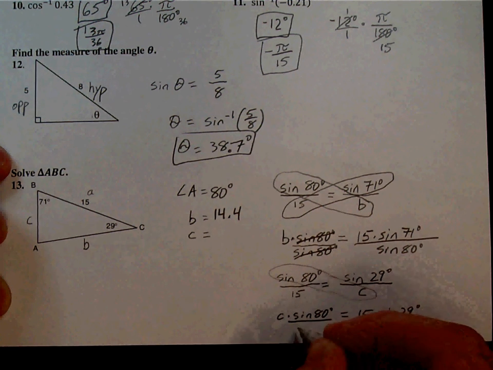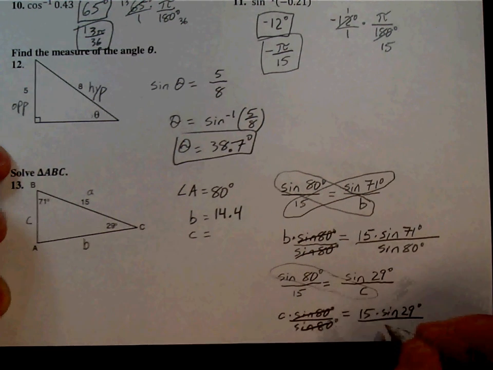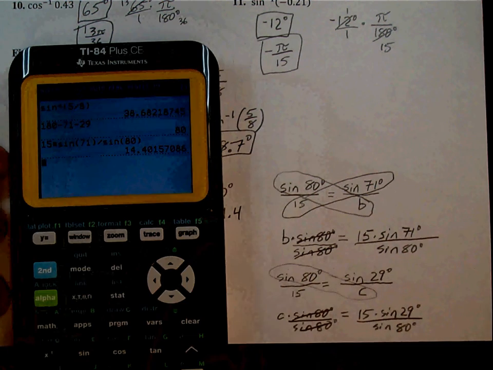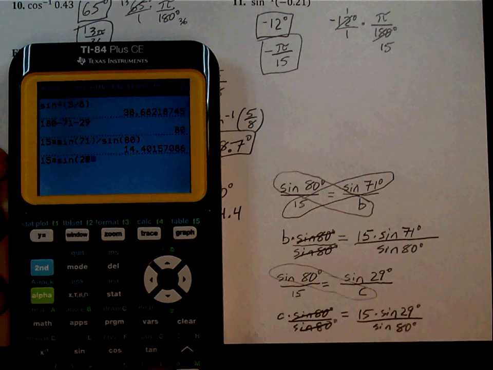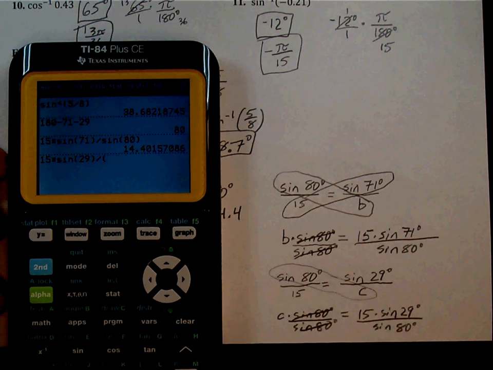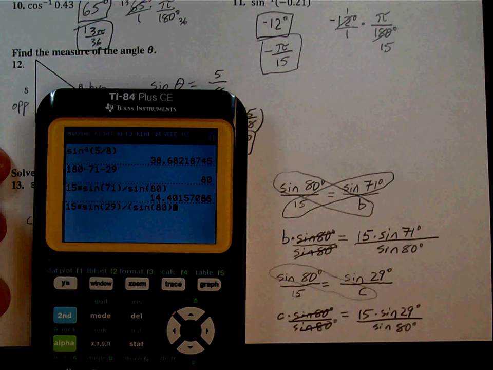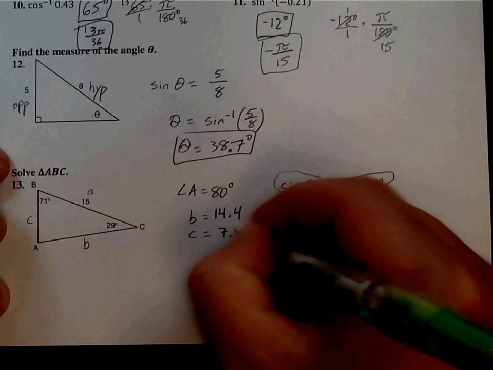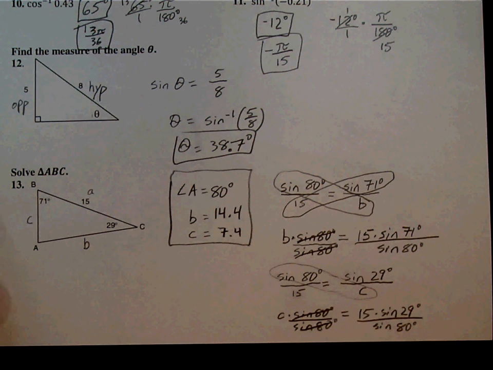Okay, last step. Divide by sine of 80. That's going to give us our answer. So let's plug that in the calculator. 15 times sine of 29 degrees divided by sine of 80 degrees. We get about 7.4. So there are our answers for number 13.